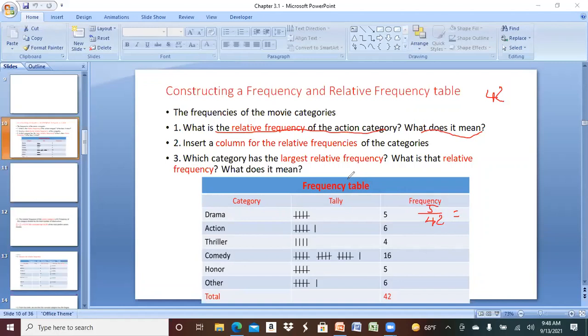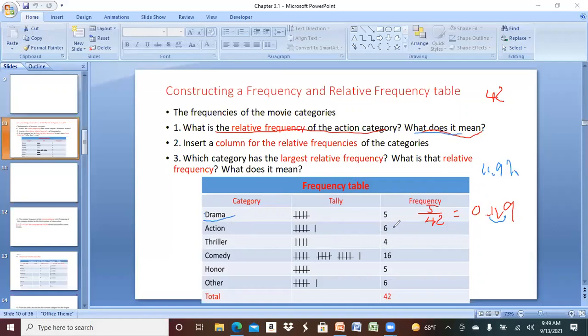5 divided by 42 is 0.119. And you move the decimal two places, 1, 2. This is 11.9%. That means there are 11.9% of students who prefer the Romance movie, right? That is how to find the relative frequency.